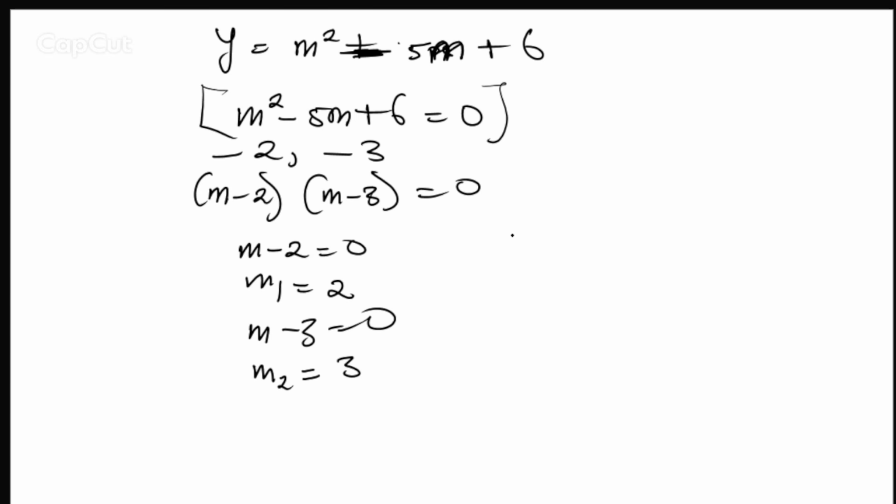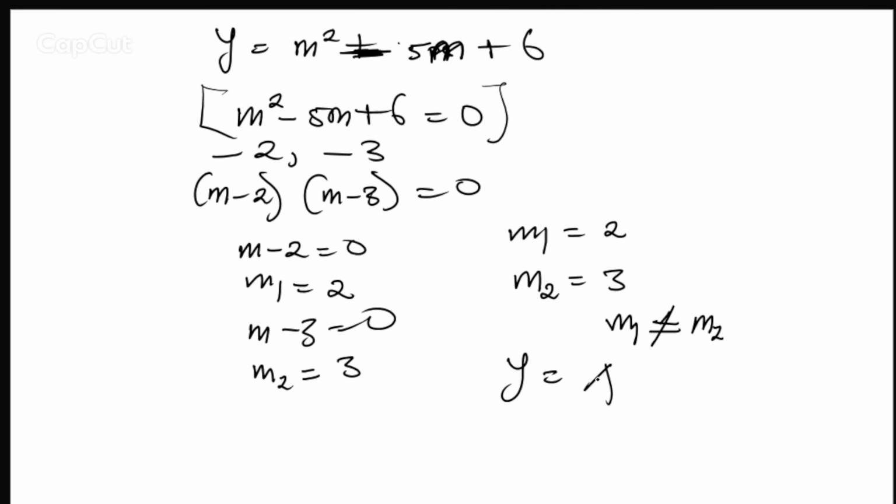Now you can see that your m1 is equal to 2, and your m2 is equal to 3. Looking at these two values, are they the same? No. So we can say that m1 is not equal to m2. And what's the concept behind m1 not equal to m2? The concept is actually that y will simply be A exponential m1x plus B exponential m2x. This is the concept.